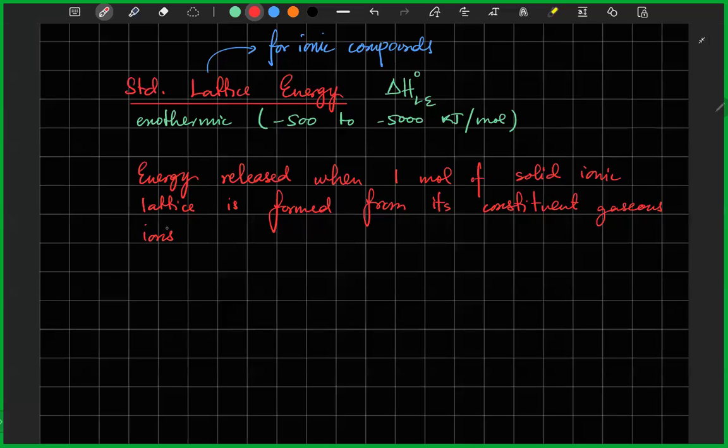Gaseous ions. ठीक है, measured under standard conditions. अच्छा, measured under standard conditions. So what is it? हो क्या रहा है इसमें? It's if you want to form NaCl solid, so it's going to be formed from its constituent gaseous ions. The gaseous ions are sodium ions and the other one is Cl ions, and both of them are gaseous.